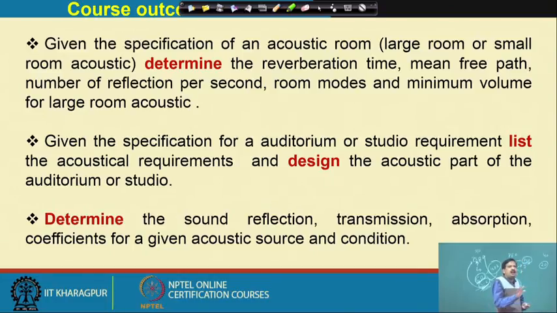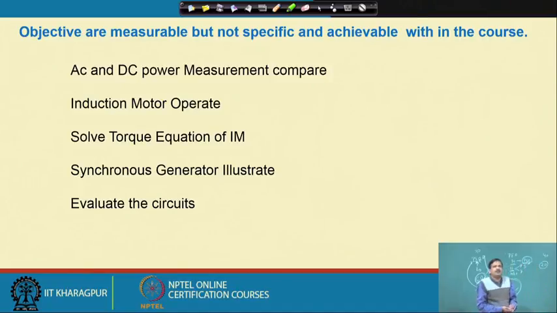I have not written that the student will be able to design an aeroplane. It is impossible for a course to design an aeroplane. Understand or not? So, this is achievable, I have written. Similarly, I show you some objectives written by other people in another run of this course. If you see, AC DC power measurement compare.